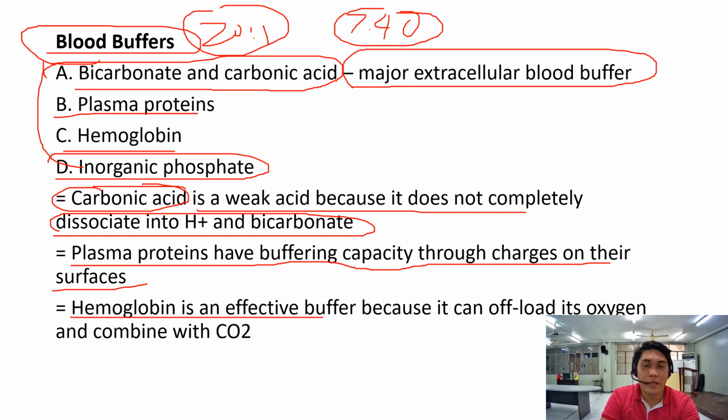Hemoglobin is an effective blood buffer because it can offload its oxygen and combine with CO2. Okay. So that's for blood buffers.